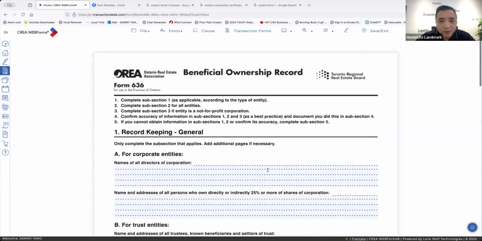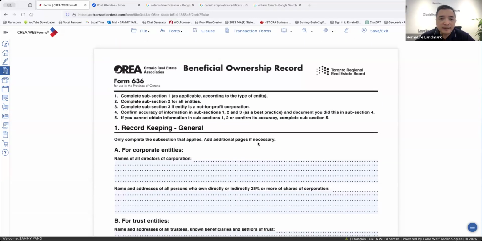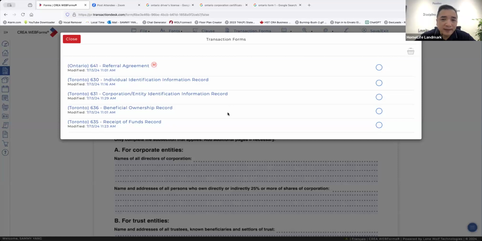Yeah, that's it. So those forms need no signature, but they are forms we have to use for any transaction. If you never use these forms, that means you never had any transaction done. So if you have a transaction that recently happened, you have to fill in those forms. 630 FINTRAC ID for personal, 631 for the corporation, 635 for the beneficial ownership, 635 for the receive funds records. Those forms need no signature, but you have to fill in all the information.